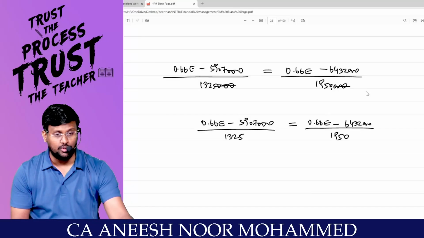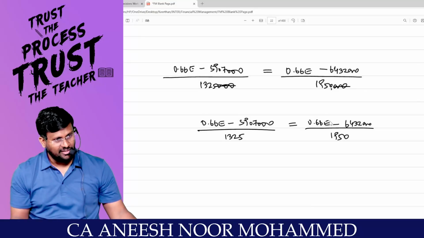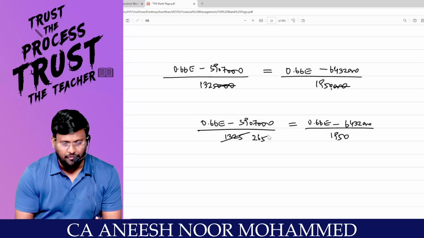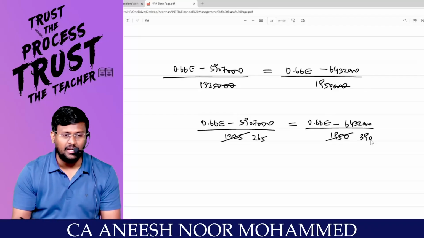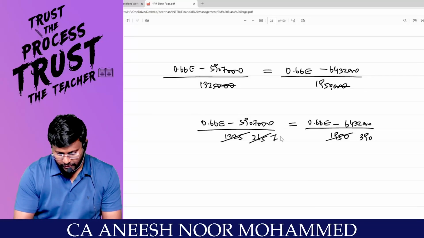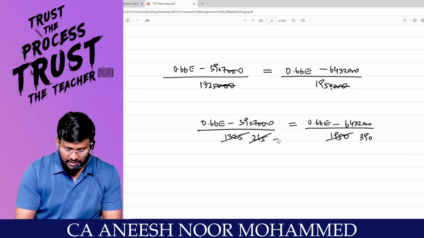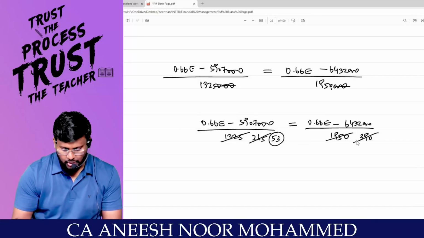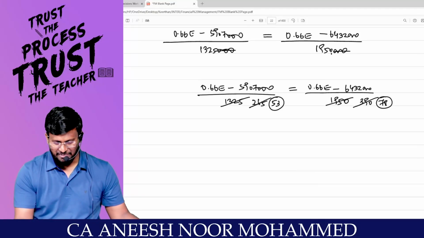Cancel one zero, then 3 zeros cancel out. By mistake, if you put 195, that's it, gone. So 1325 divided by 5, can I write this as 265? 1950 divided by 5, sir, can I write it as 390? 265 divided by 5 comes to 53. That's the max I can do, correct? 53. And 390 divided by 5 comes to 78. I can cross multiply straight away. Is there any common number between 53 and 78? No, sir. Better cross multiply.